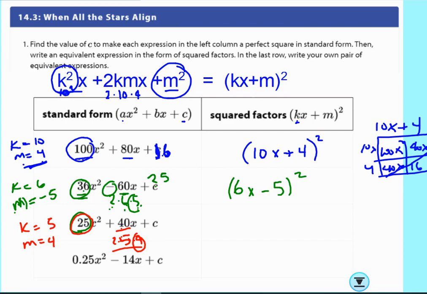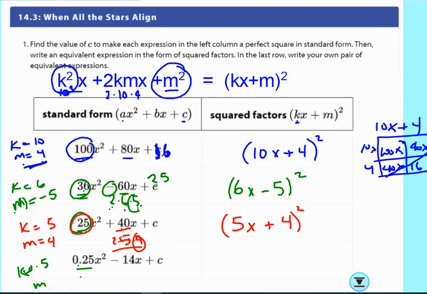All right. So hopefully you've already tried these, and I am just confirming what you already figured out. This last one, we've got a decimal, which makes it a little more exciting. So here, 0.25, what times what is 0.25? Well, it's similar to 25 because 5 times 5 is 25, but we've got this decimal. So actually 0.5 times 0.5 would be 0.25. So k equals a half. A half times a half is a quarter. That's another way of thinking about it.